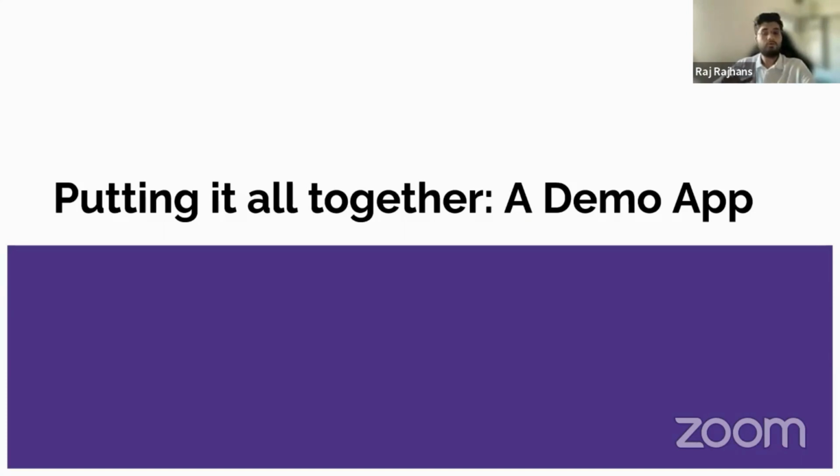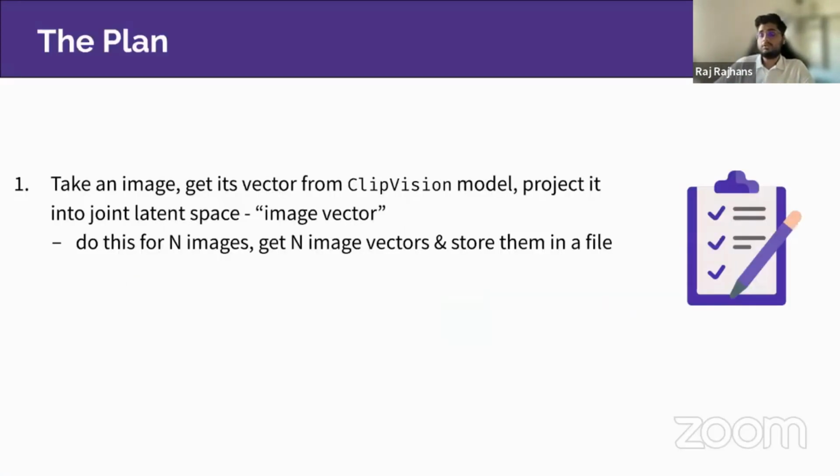Now, how to put this together? This is our plan. We will take an image, first get the vision vector of it from the vision model, and then project that into the joint embedding space. Once we do that, we'll get our final image vector that represents this particular image. We'll do this for a number of images, so we'll have n image vectors. Let's imagine that we store these n image vectors into a file, and then we can load them in memory whenever we want.